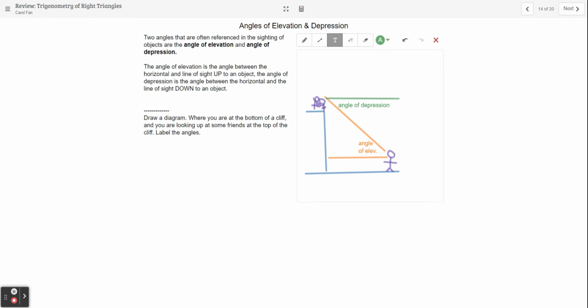Now, interestingly enough, the angle of depression and the angle of elevation are the same angle. So your friends had to move their head the same amount of degrees that you had to move your head up to see it.